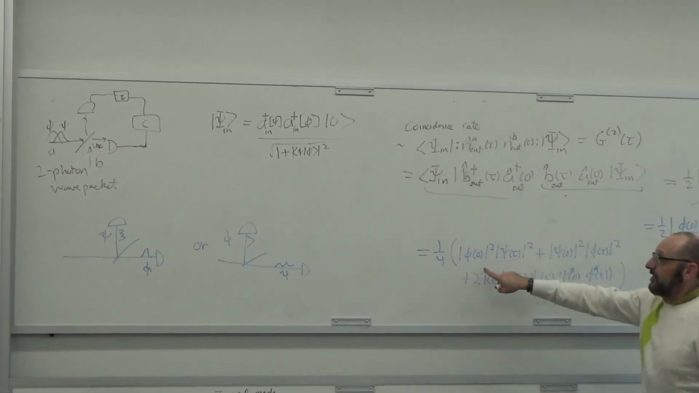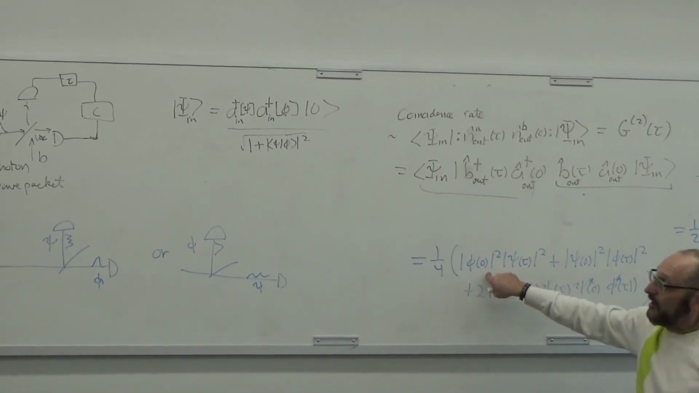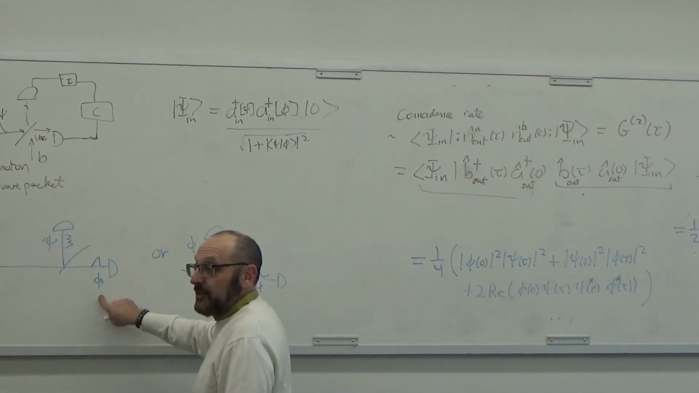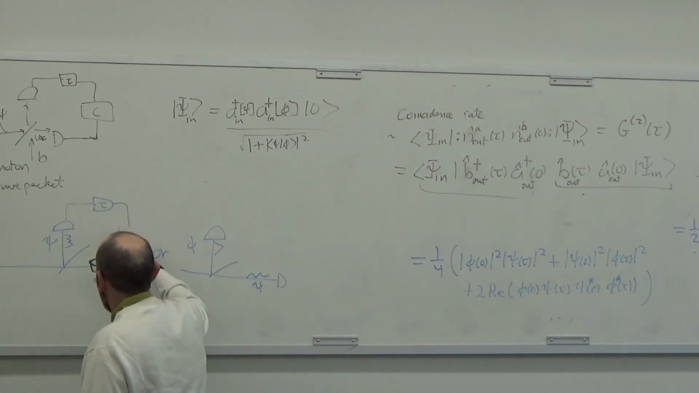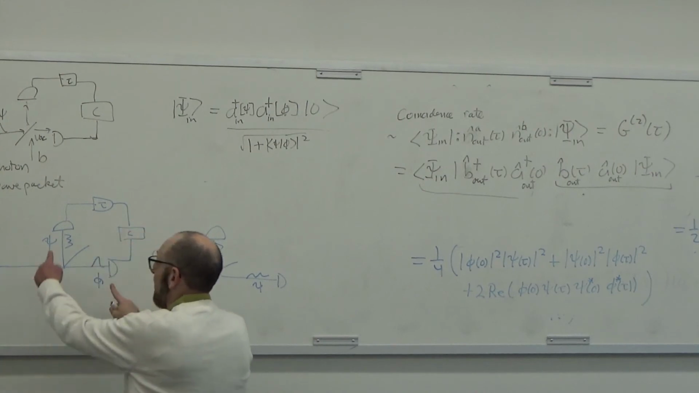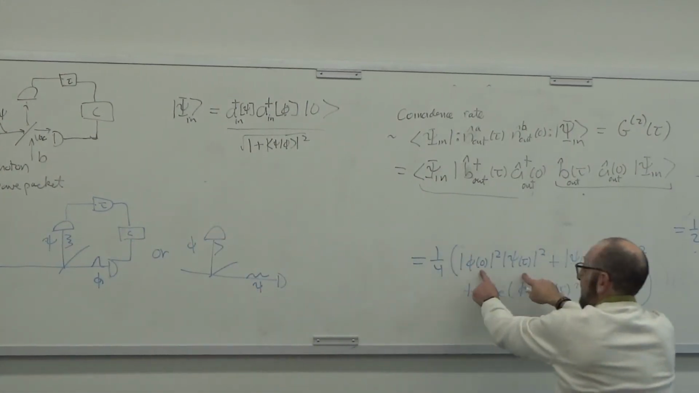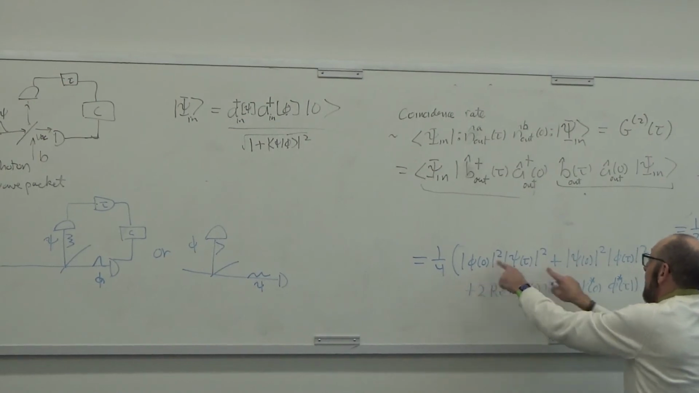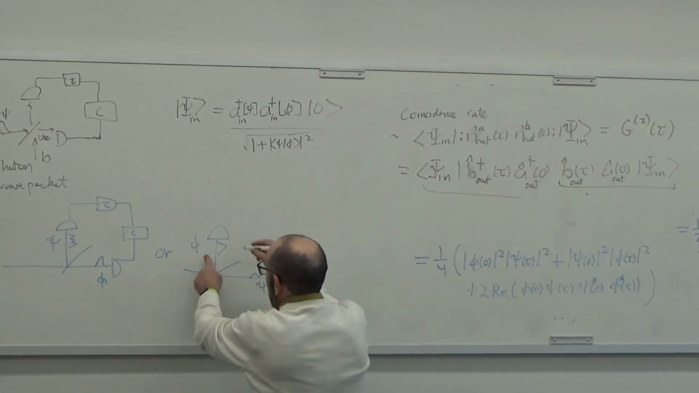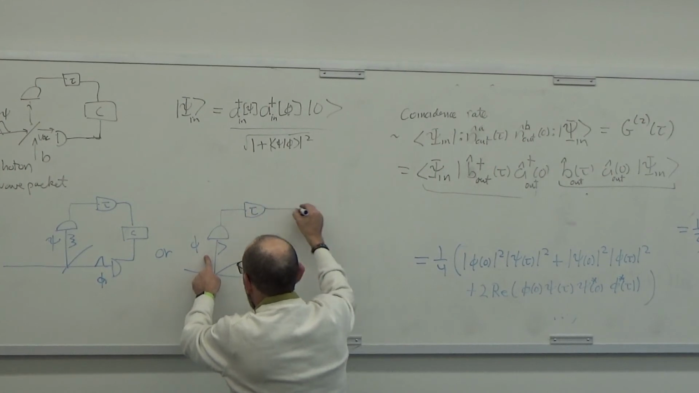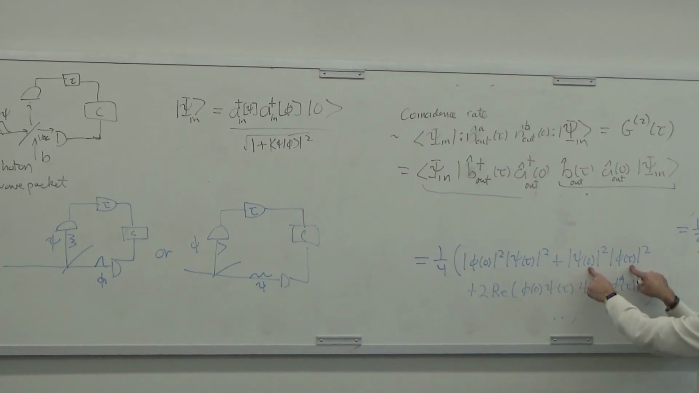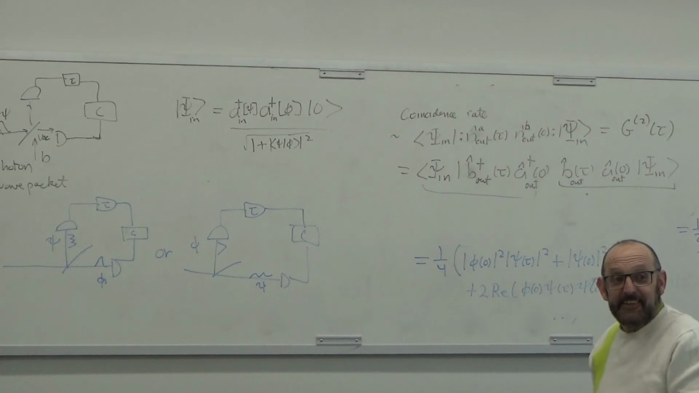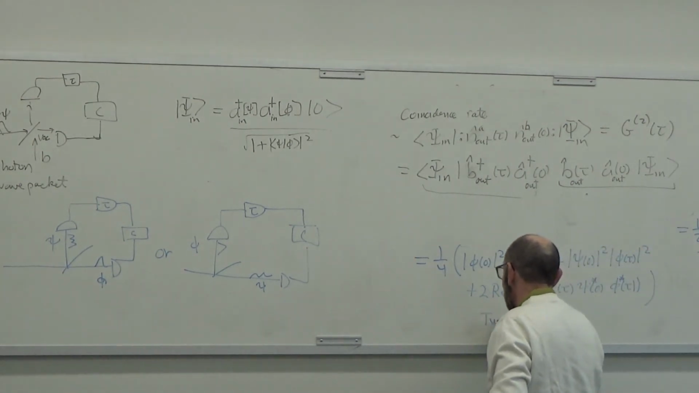Now, this is the case where this guy goes over here, hits at time 0. This guy gets time delayed by an amount tau, and I look at the overlap of these two guys. That's this. Or this guy goes to this detector, gets delayed by an amount tau, and then I have a coincidence. That's this. But what's this? Interference. This is two-photon interference.